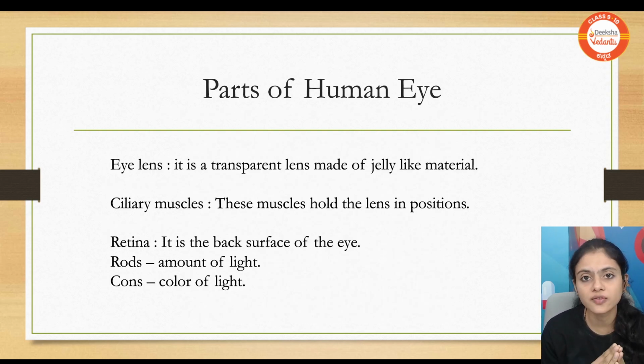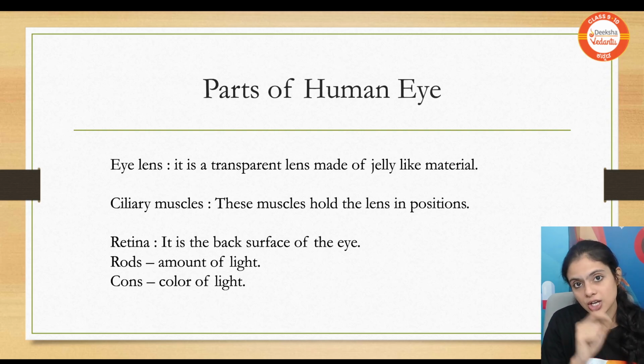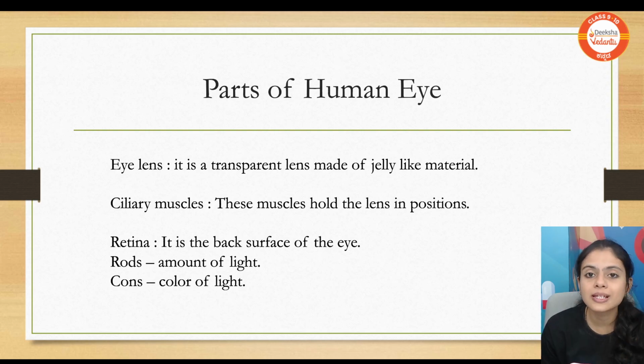What is the function of the eye lens? It adjusts the focal length. The main function of the eye lens is not refraction. Its main function is to adjust the focal length. And how is this eye lens? This eye lens is transparent, made up of a jelly-like material. You can see lenses in your classrooms, they are hard. But the eye lens present in our eye is flexible. It can be thin or thick, so as to adjust the focal length.